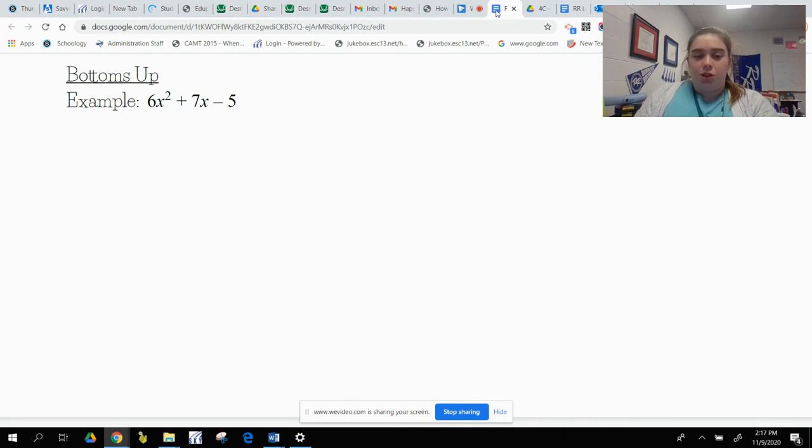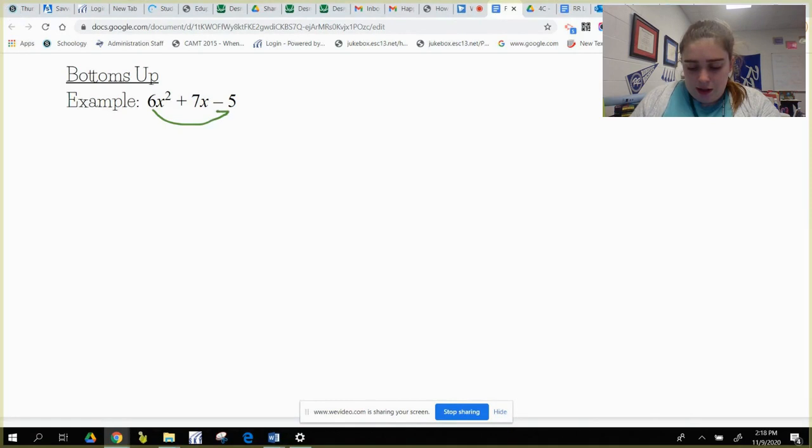All right, so the first thing we're going to do for bottoms up is take that leading coefficient, which is 6 on this one, and multiply it by the last term. So that is 6 times negative 5, just like the last one. Now we're going to rewrite this, and it's kind of like we're moving that 6 to multiply that negative 5 to the back.